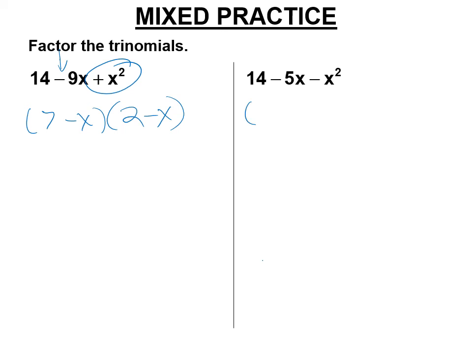All right, so this one has a negative x squared. So one of them has to be minus x, one of them has to be plus x. And it's that 7 and 2 again. We need more of the minuses, which, right, the minuses are here, negative x times 7, right? That's what's, I think, confusing about these, right? So this is 2 minus x times 7 plus x. 2 times 7, 14, outer 2x, inner minus 7x. That makes the negative 5x. Yep, that's the answer.